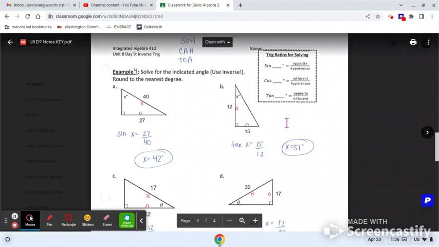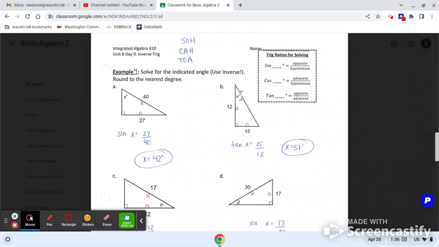Letter B. Same thing, identify or label what you know in relation to the angle that's not 90. So something that's opposite, something that's adjacent. I have a 15 and a 12, sorry. So I have tan of X. I don't know my angle, that's why X is there, equals 15 over 12. Second, tan 15 fraction 12. Or shift tan 15 fraction 12, or however you need to plug it in your calculator, round to the nearest degree, or the whole number, you should get 51.